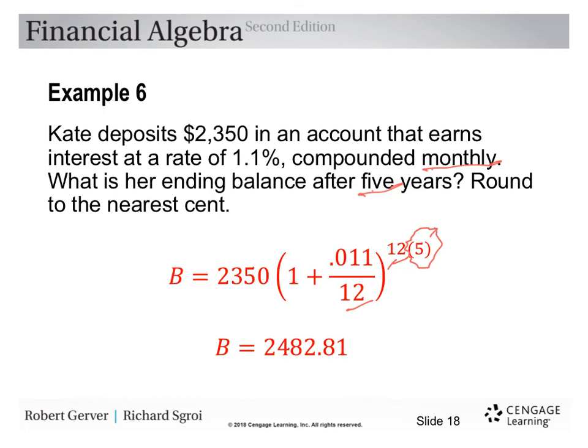Initial principal is that. Again, figure out the fraction first. Whatever that's equal to, add 1 to it. Whatever that's equal to, raise it to 12 times 5, that power. 12 times 5 is easy enough, that's 60. What you get for an answer here, multiply it by 2350, and you come out with her balance is, after 5 years, $2,482.81.